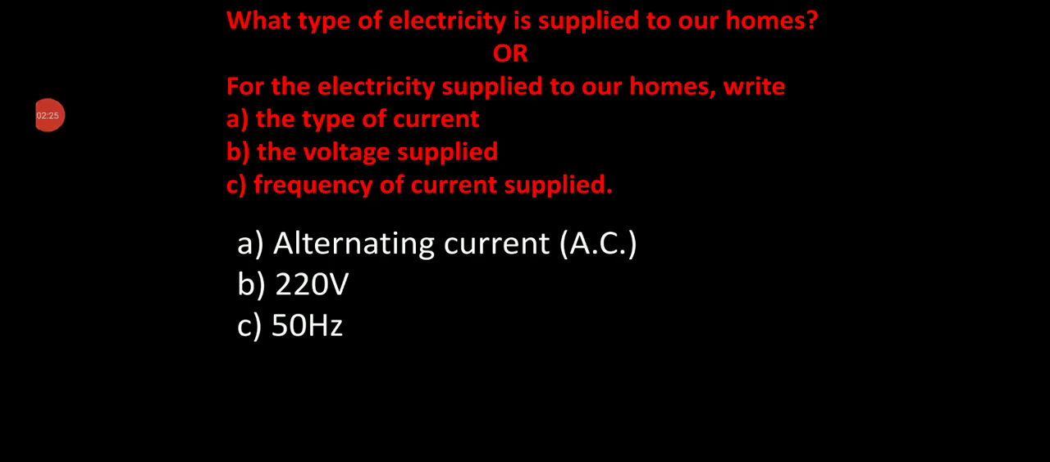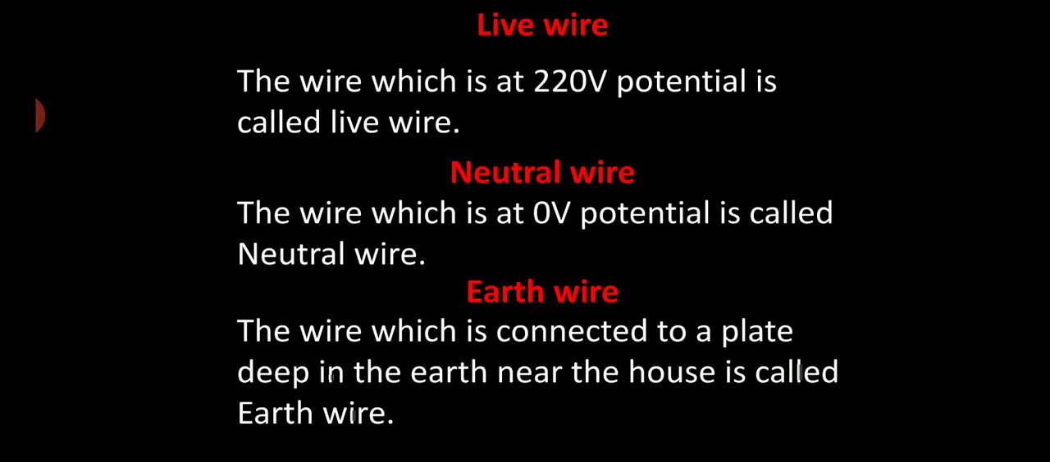Dear students, do you know what type of electricity is supplied to our home? It is alternating current. And how much voltage is supplied for each home? It is 220 volt, and the frequency of current supplied is 50 hertz. So what is the live wire? The wire which is at 220 volt potential is called a live wire. It is also called a positive wire, and the neutral wire is the wire which is at 0 volt potential, and it is also called a negative wire.